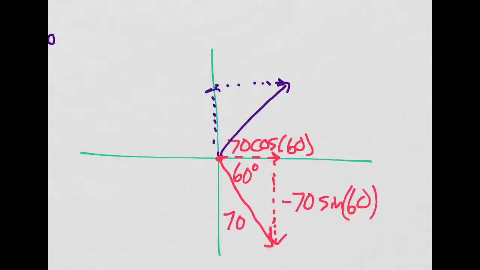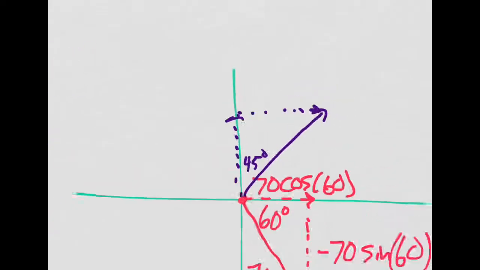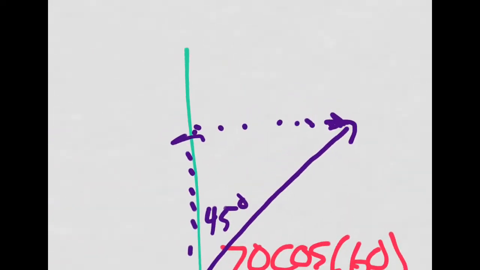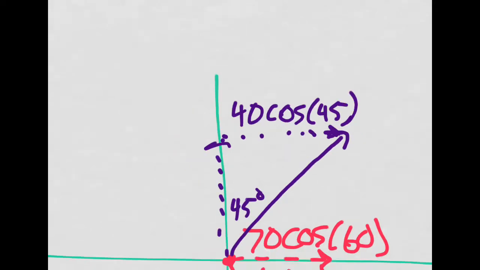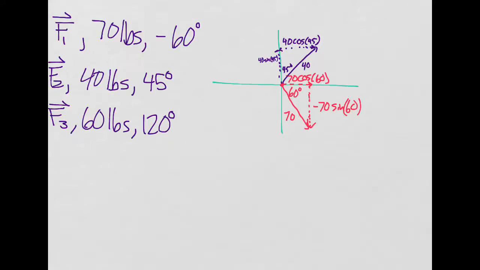If that angle right there is 45 degrees, we know that this angle in here is also 45 degrees, and so we're going to get 45 times the cosine of, oh wait, what is that? That should be 40 times the cosine of 45 because the magnitude there that was given to us was 40. And then for this vertical component, we're going to have 40 sine 45.